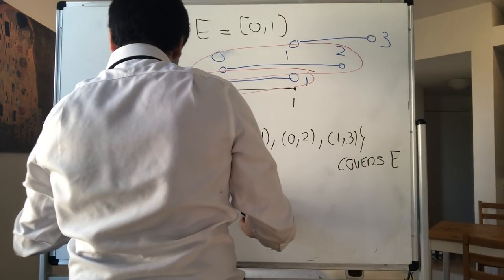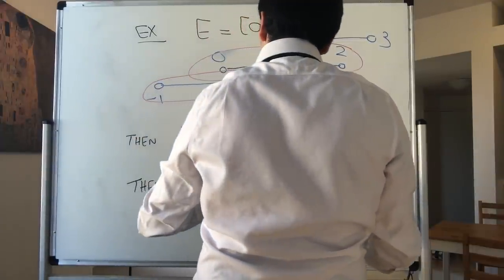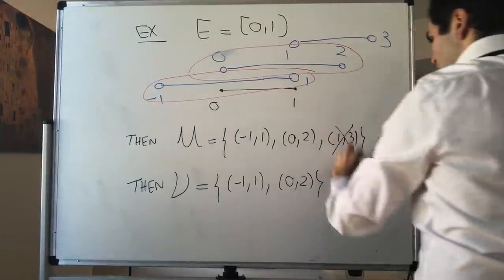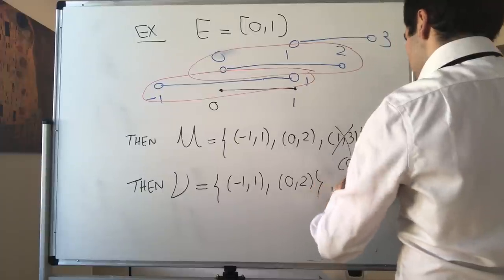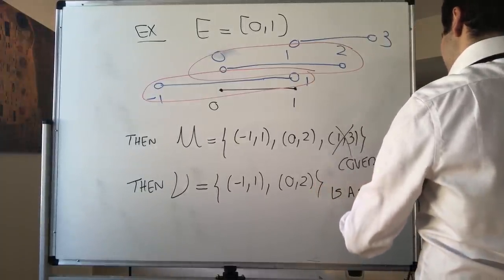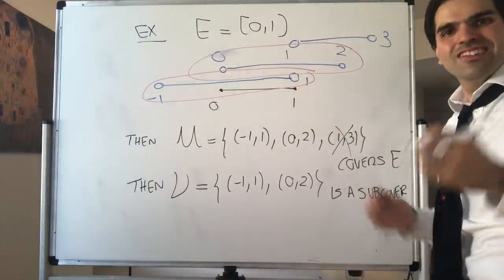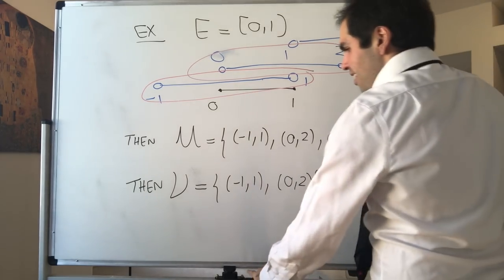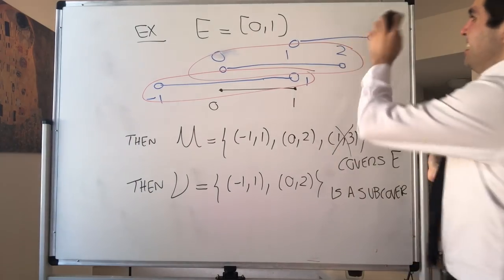Then if you take V to be (-1, 1) and (0, 2), well, it still covers E, so it's a subcover. So think of it as a subspace or a subset of a cover. Okay, and we're almost there at the definition of compactness.